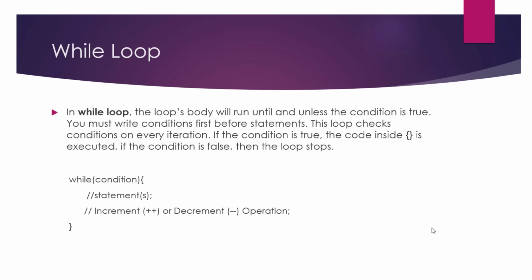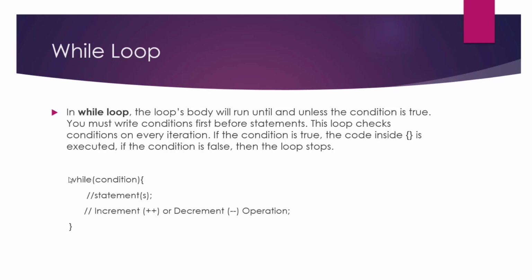Our previous tutorial was about for in loop. Now in today's tutorial we are going to discuss while loop. In while loop, the loop's body will run until and unless the condition is true. You must write conditions first before statements. This loop checks conditions on every iteration. If the condition is true, the code inside curly braces is executed. If the condition is false, then the loop stops, right?